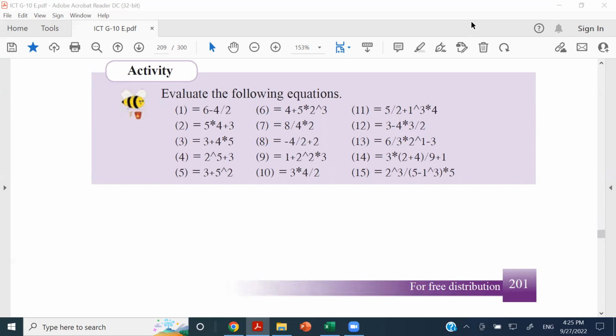So for example, the first one has minus and division, no? Yeah, it is minus and division. So first the division happens, then the minus happens. In your calculation, you have to write equals 6 minus 4 divided by 2. In the next line, you write 6 minus 2, since 4 divided by 2 is 2. And in the next line, you write 4, since 6 minus 2 is 4. Likewise.